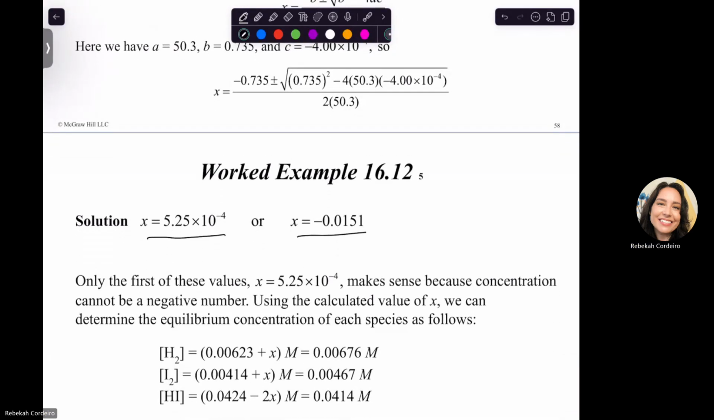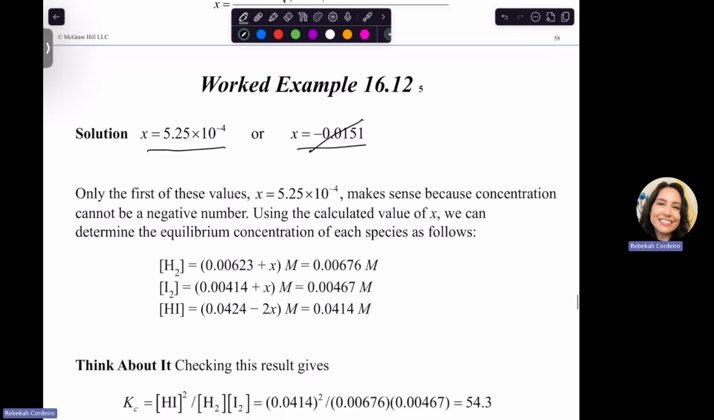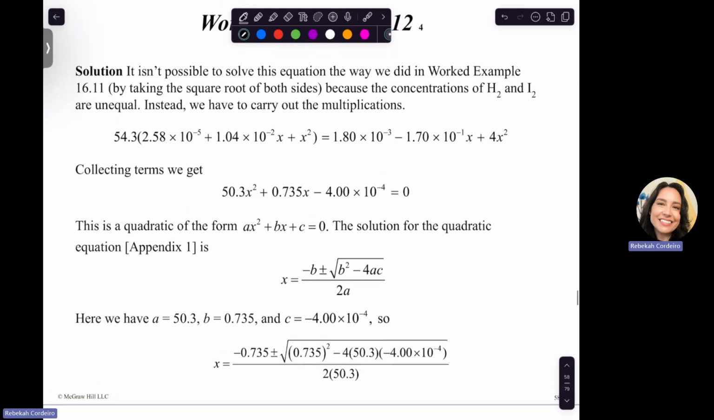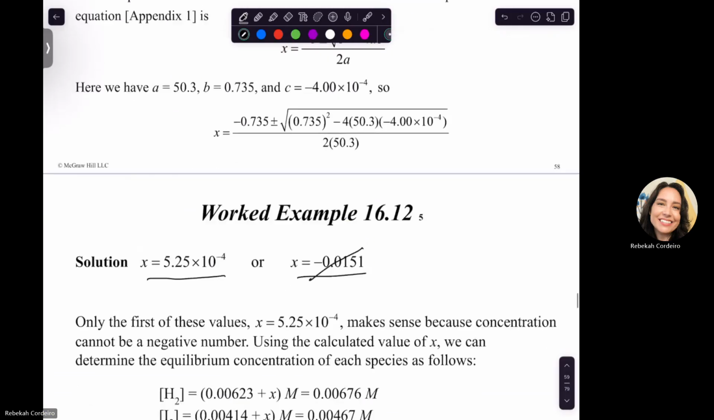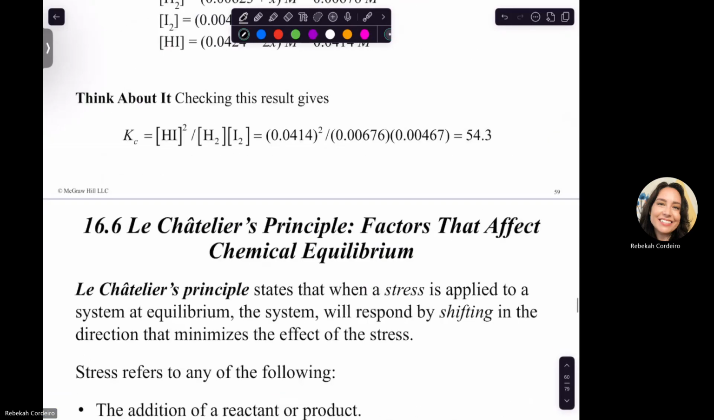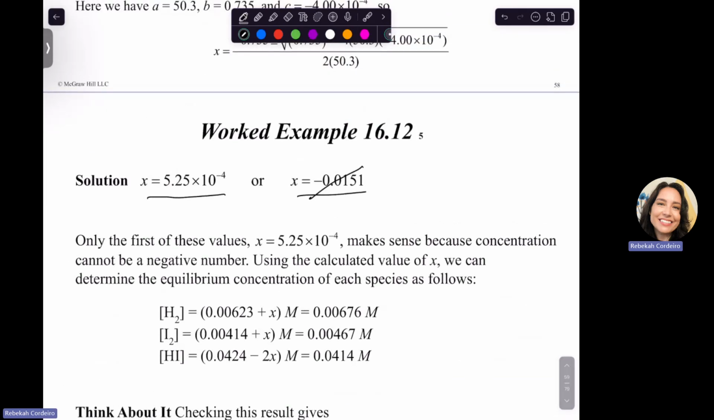Well, concentration can't be negative, right? So let's say x is an amount of substance we're losing or making; it can't be negative. So we would get rid of that one. And then we would plug those x values into the rest of this to get our final answers. So stretch your algebra muscles and try the quadratic out. But that's what you should get for that x there. Okay, this is all for the video. We're going to do some more practice in class.